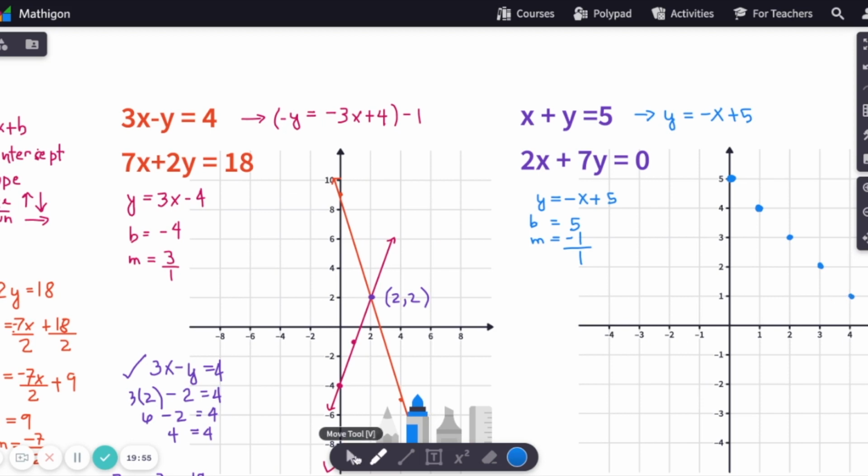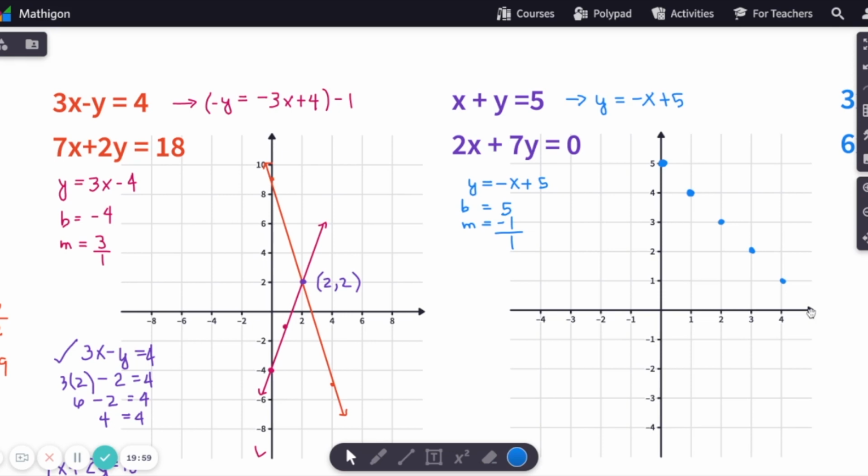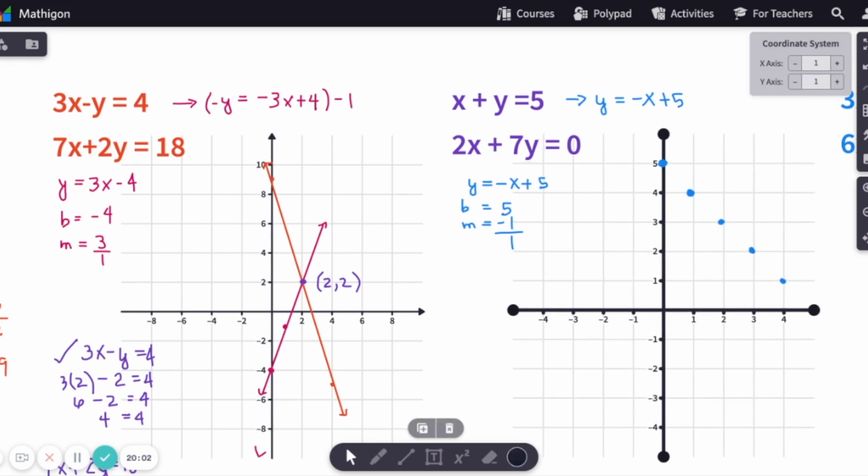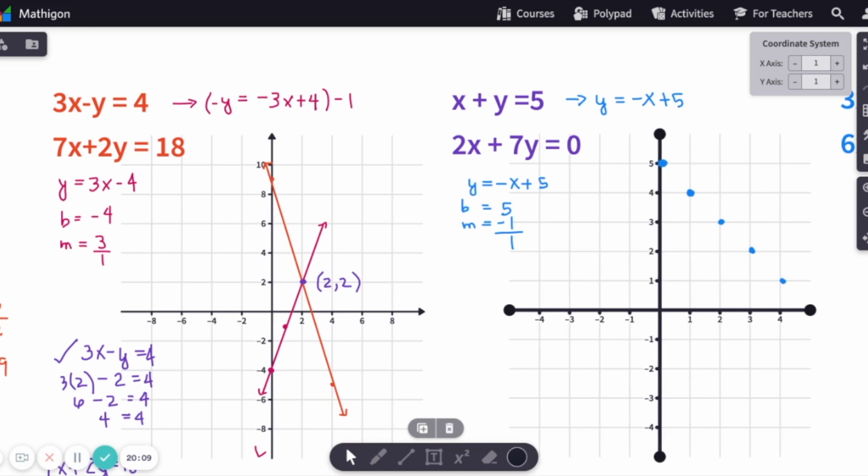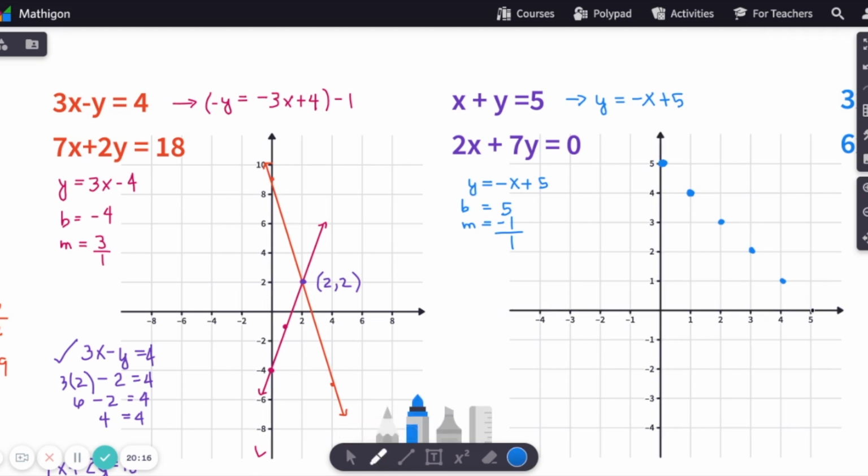If I will be extending it, kung i-extend po natin to dito sa x-axis, your x-intercept is positive 5, as you see here, because at the x-intercept, your y is 0. So, that is your graph for that equation.